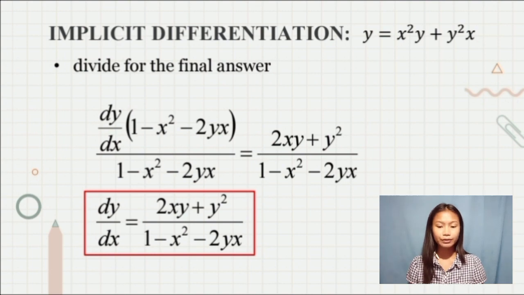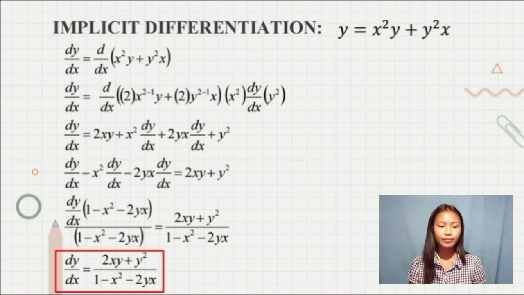The third step is to factor out y prime, or dy over dx. To get the final answer, we should factor out the collected terms. We get x squared minus 2yx over 1 minus x squared minus 2yx equals, bring down the 2xy plus y squared, and copy the 1 minus x squared minus 2yx. Cancel out the 1 minus x squared minus 2yx on the left, then you will get the final answer: 2xy plus y squared over 1 minus x squared minus 2yx.